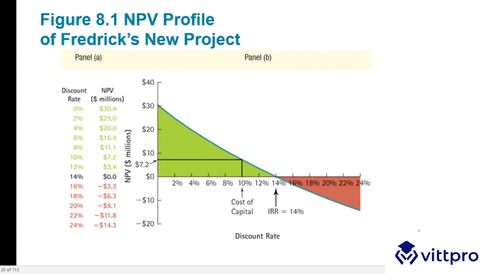One perspective is we calculate the NPV at our cost of capital. If it's positive, we accept the project. The other perspective is we calculate the internal rate of return when the NPV value is 0, which is 14%, and we compare that IRR with our cost of capital. If the IRR is more than our cost of capital, we will accept the project. If the IRR is less than our cost of capital, then we will not accept the project. So this is another way to look at it.